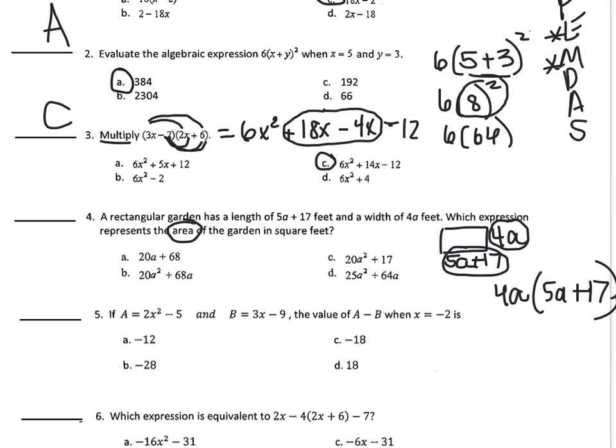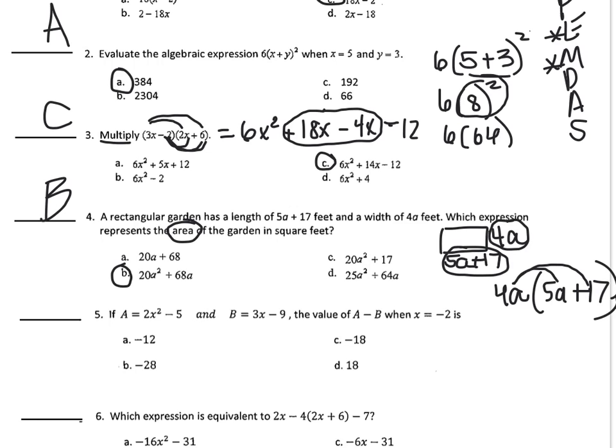Now that is an expression to represent the area. However, it's not one of our multiple choice answers. So my guess is they must have simplified it and put it in simplest standard form by distributing. 4a times 5a gives you 20a squared. 4a times 17 gives you 68a. The answer is choice B, 20a squared plus 68a.